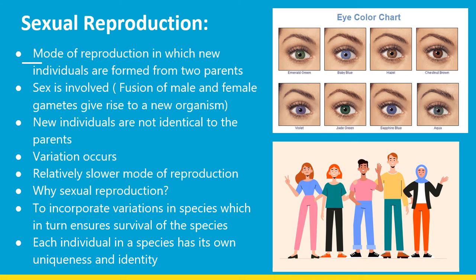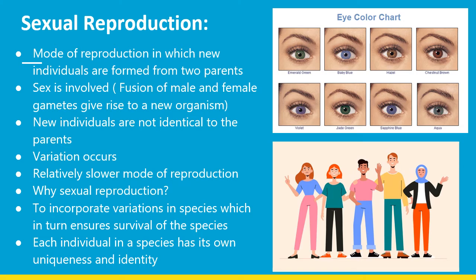And why sexual reproduction? We have already seen that in plants, the plant body itself can reproduce, but they cannot withstand longer generations. They will die because the genetic materials are not being combined, or newly formed variation will not result, and with no variation, the deterioration of the species will take place. That is why we need sexual reproduction, to incorporate variation in the species, which in turn ensures survival of the species, and each individual in a species has its own uniqueness and identity.